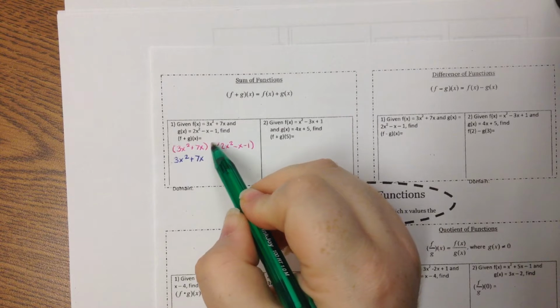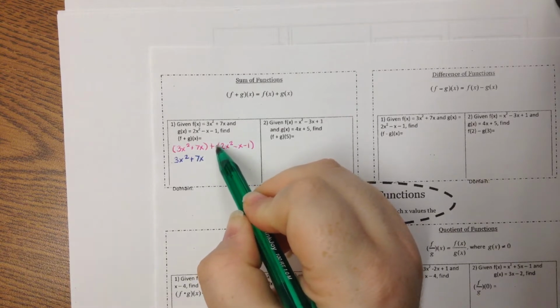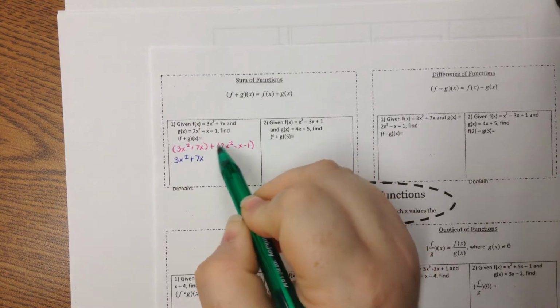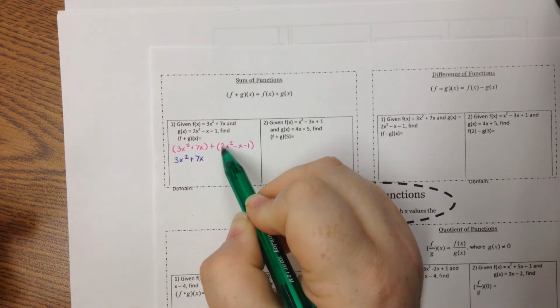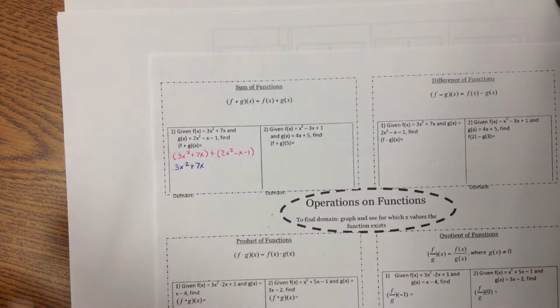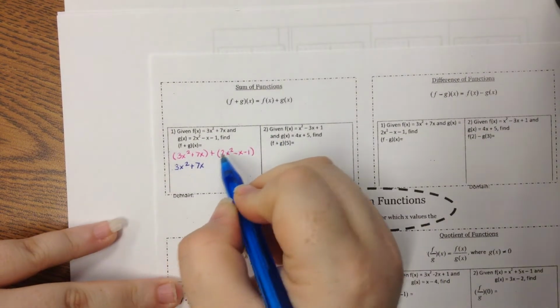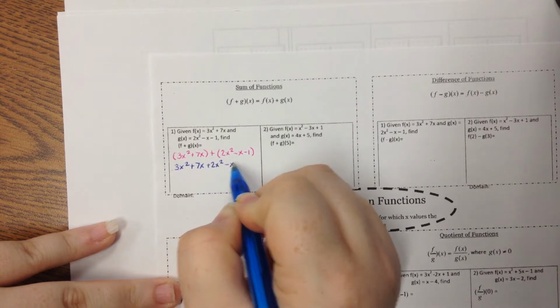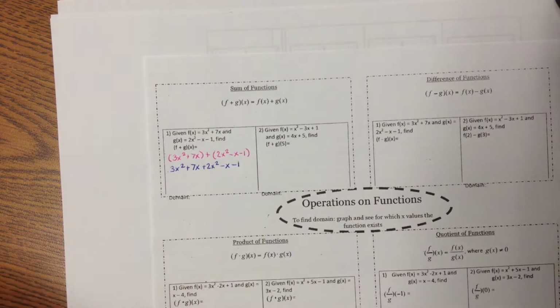There's a positive in front of the second set of parentheses, so when I distribute the positive, it also will not change any of the signs, because a positive times a positive remains a positive. A positive times a negative remains a negative. So I can write, we'll have a positive 2x squared, a negative x, and a negative 1. There are no more parentheses. Therefore, I can combine my like terms.